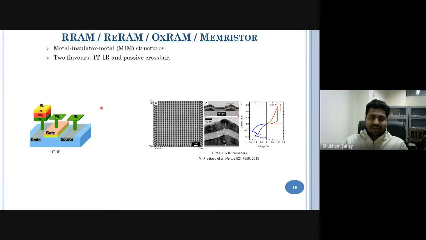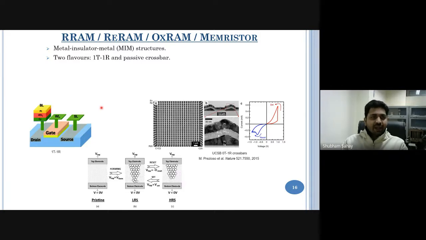So now, how exactly do these RMs work? Initially we start with this MIM structure, metal insulator metal, which is in the pristine state or virgin state. Here, even if you measure its resistance, it will be very high. You won't be able to realize any kind of resistive switching. So essentially, it's in the pristine state and nothing can be extracted from this.